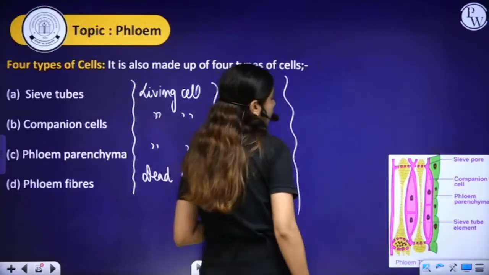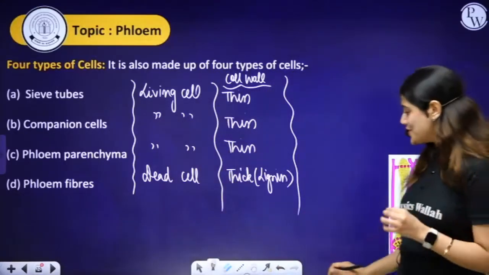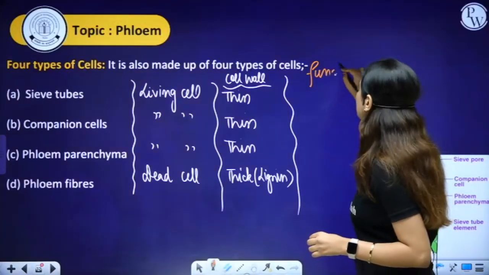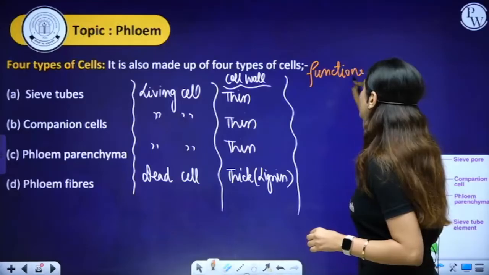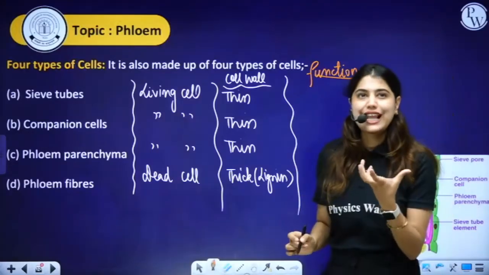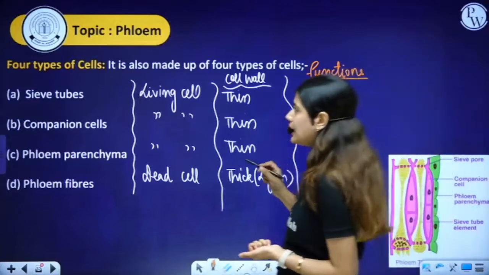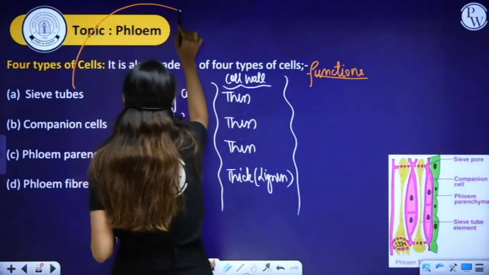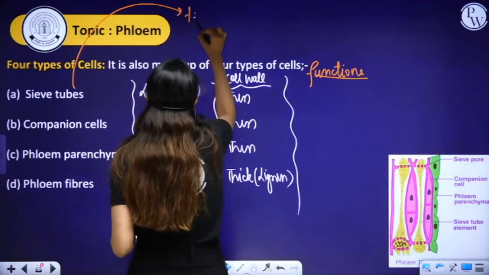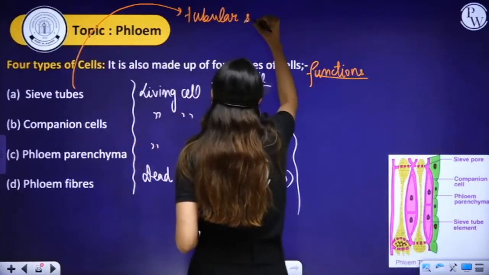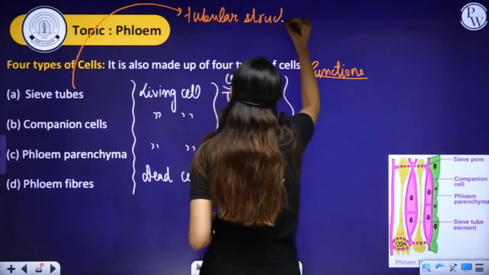Right? Let's move ahead towards the functions. So basically sieve tube is like a tubular structure and they have pores in their walls. What I am saying is that the sieve tubes are a tubular structure having perforated walls. That is, they have pores in their walls.